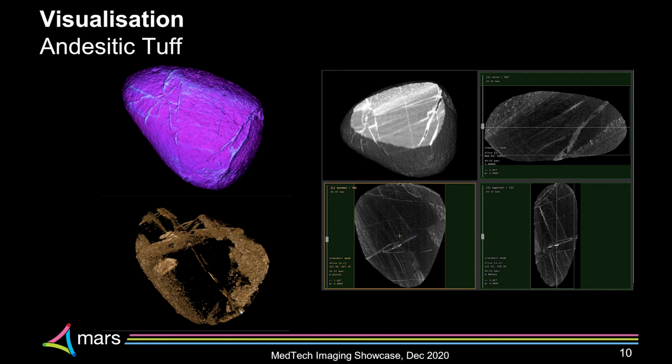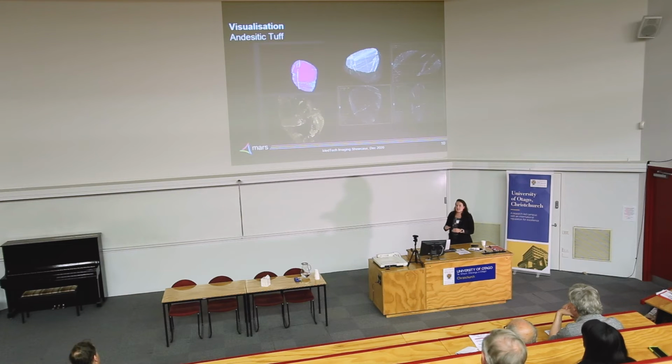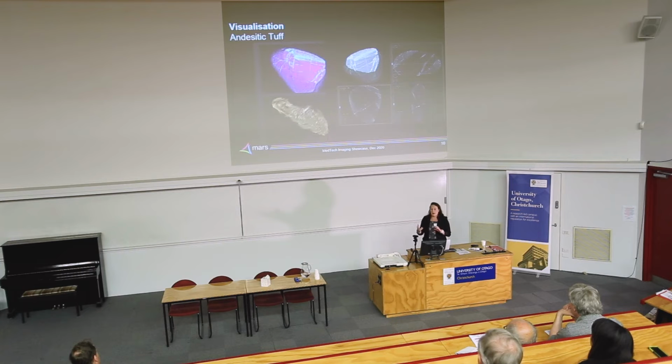And the last sample is the Andesitic Tuff, which is really cool. So we can see the fault planes in the blue and then in the thresholded image. So this is really good to be able to visualize the geometry of these, and they can get a better idea of how fluid would flow through these fractures.